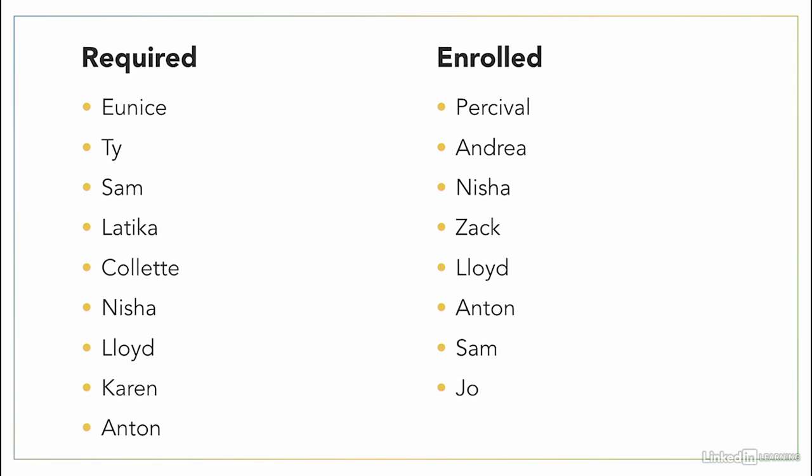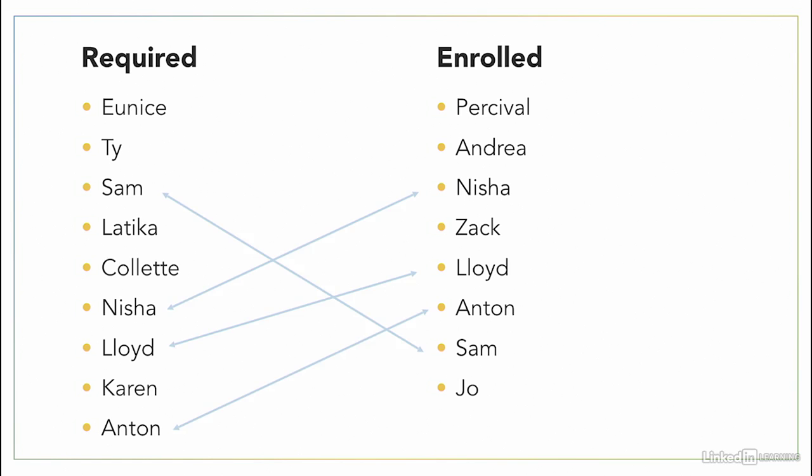Let's start this way. We've got 2 lists. We've got people who are required to attend a session and people who are actually enrolled. We can see Eunice is required but not enrolled. Nisha is in both lists. Joe is enrolled but not required.